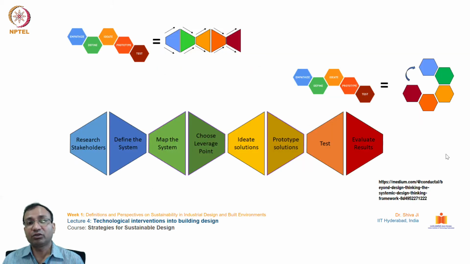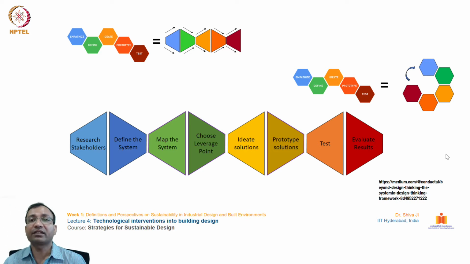Let's see this in much more detail, like how a normal design exercise moves. It empathizes, it defines, it ideates, it prototypes, then it tests. So this is how it actually moves. On the right-hand side, if you see, the process on the left side is linear.